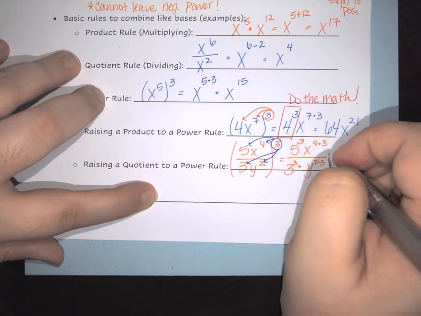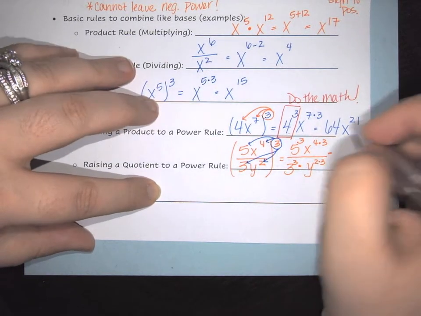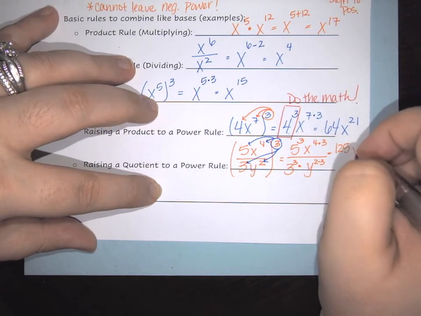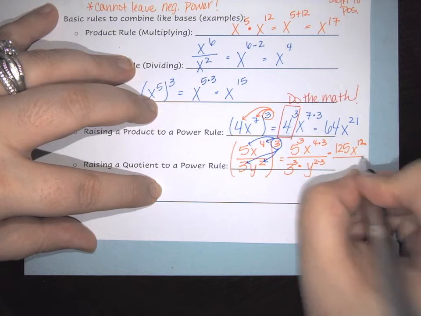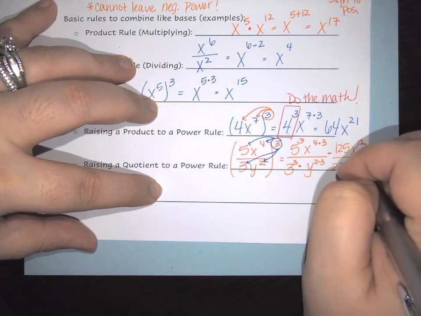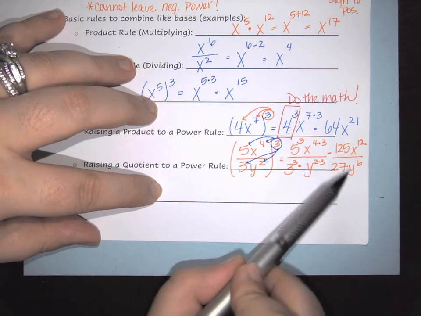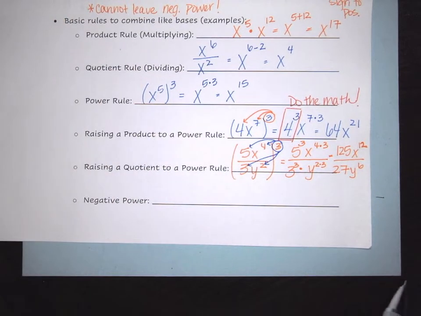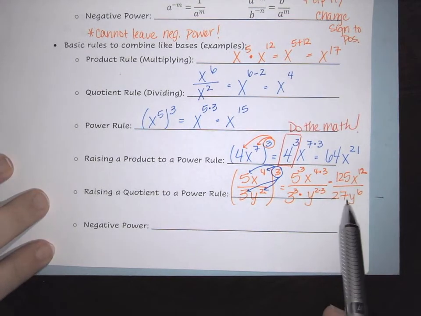So just like before, you always need to make sure you do the math. So 5 to the third is going to be 125, and then I'm going to have x to the 12th. And then on the bottom I have 3 to the third, which is going to be 27, and that's going to be y to the 6th. Now the last thing you want to look at is, does 125 over 27 reduce? Okay, and so you can reduce that as far as you can. Otherwise, there's nothing else to do because our variables are different.